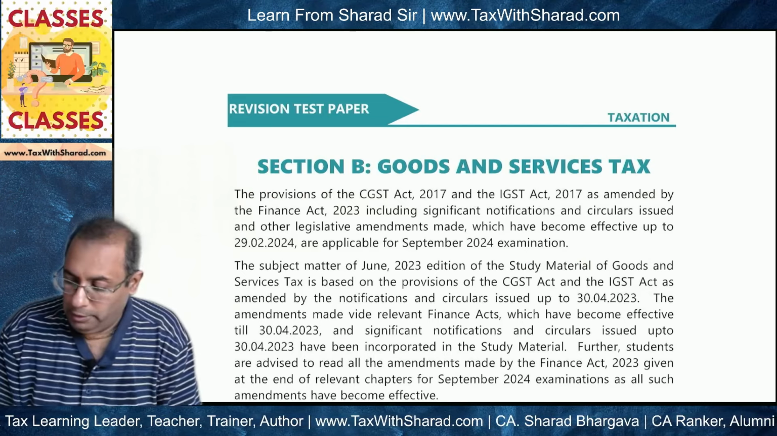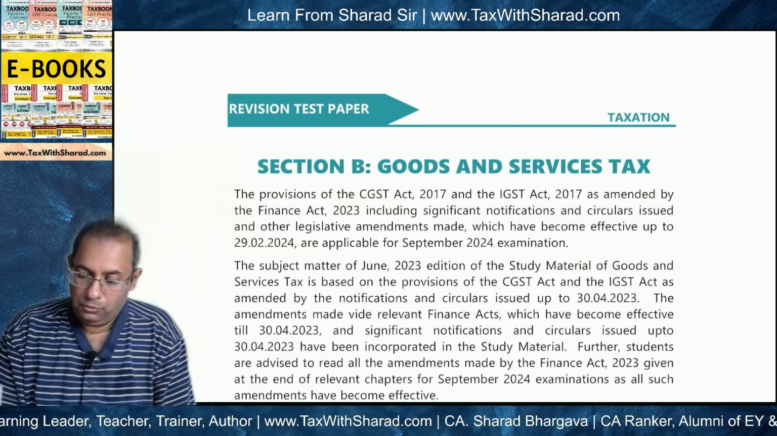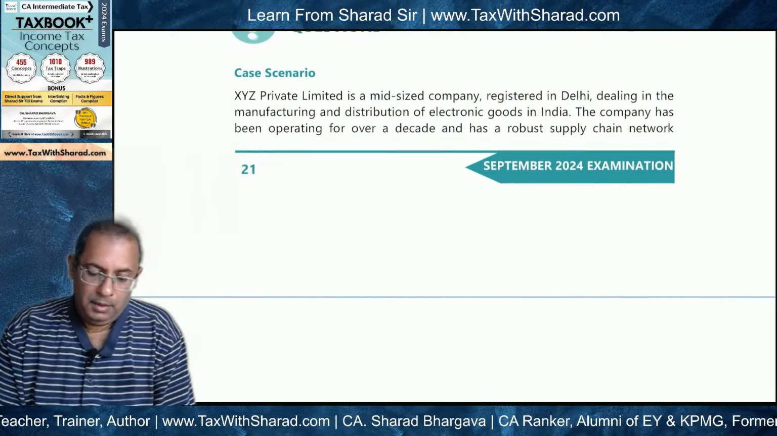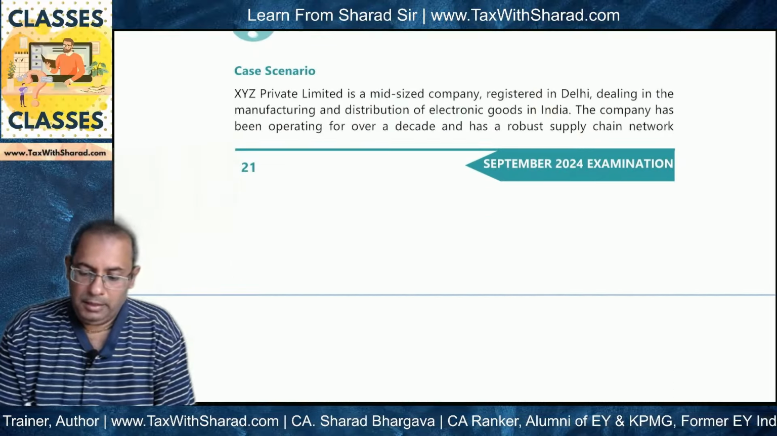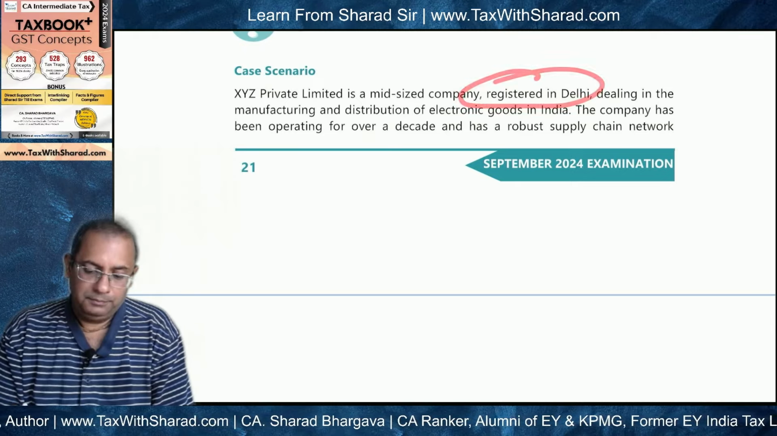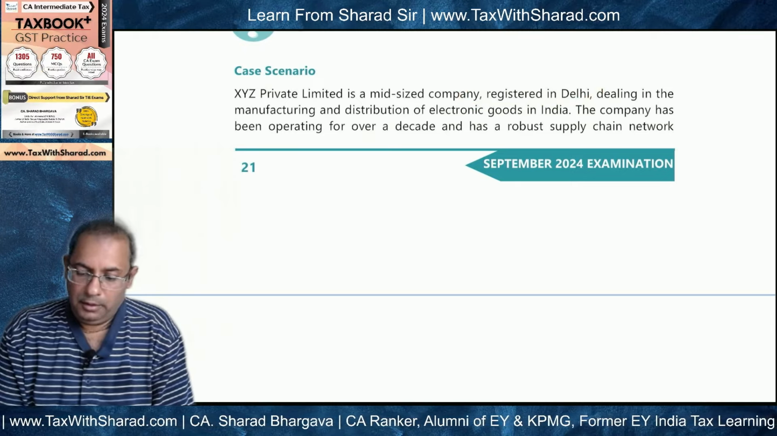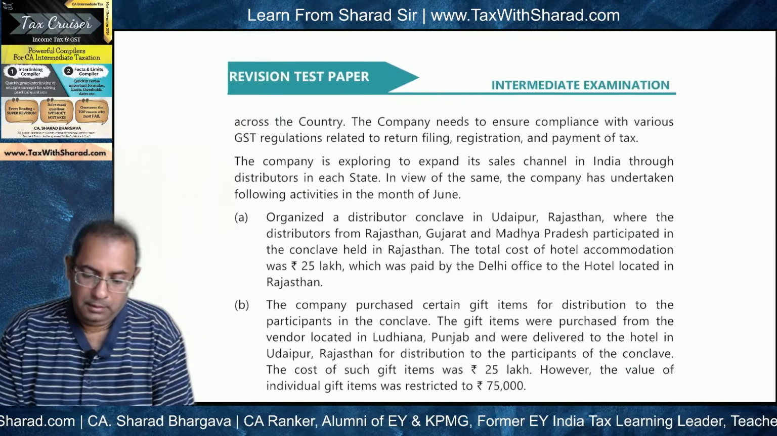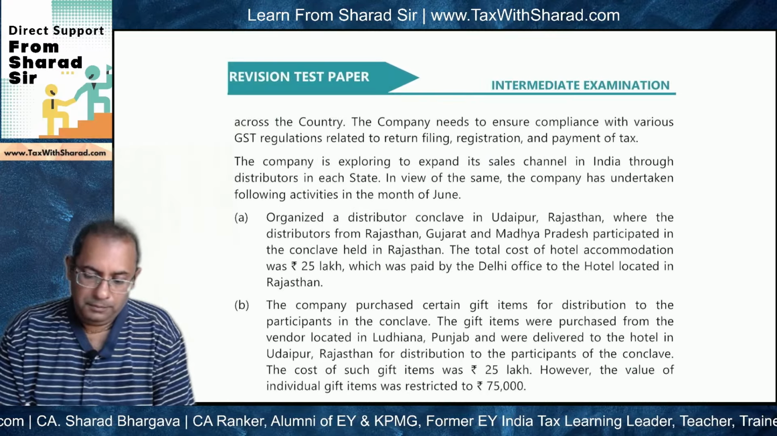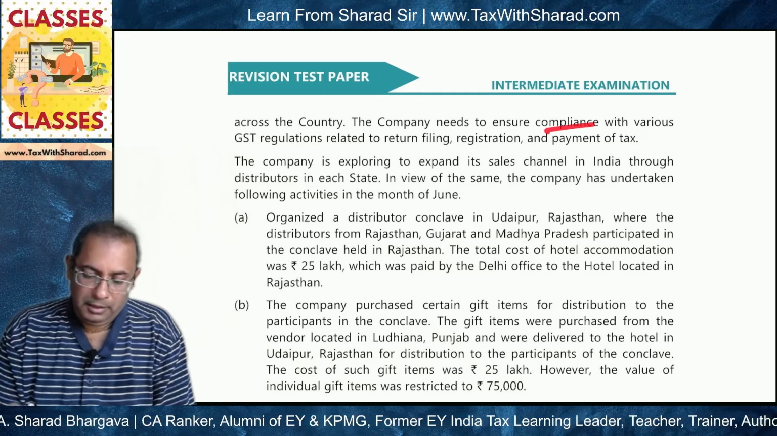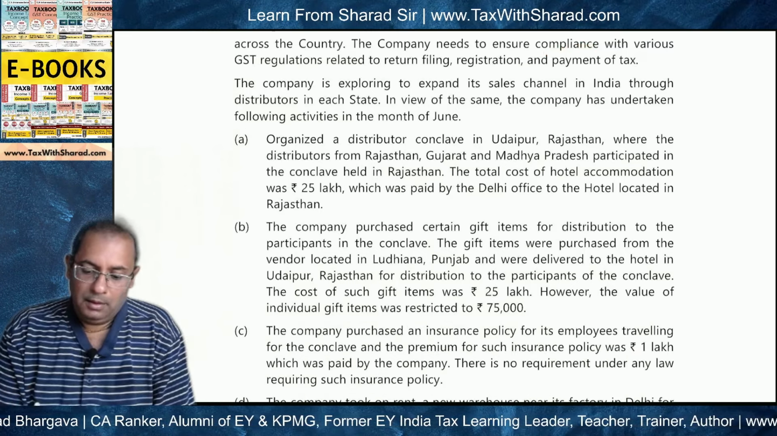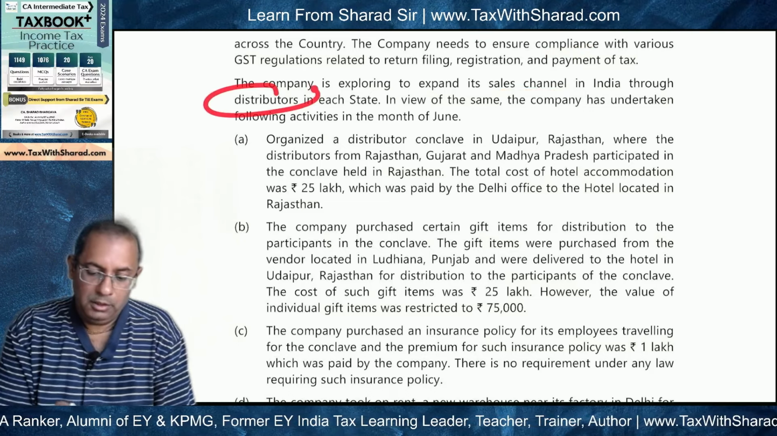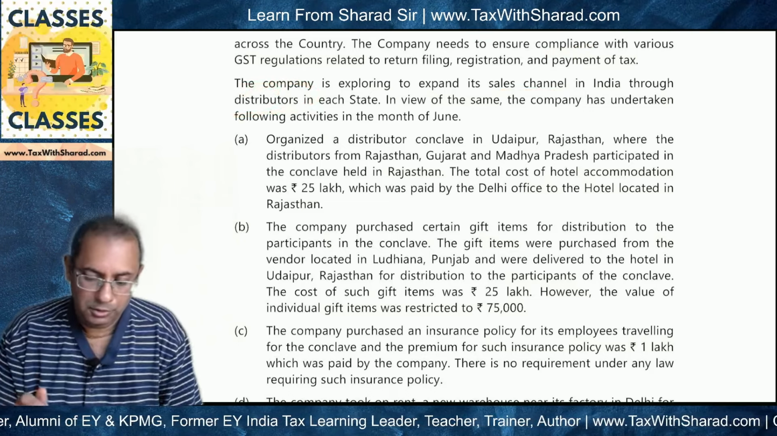Okay, so this brings us to the end of income tax, and now we move to the GST portion and we will look at the case scenario. XYZ Private Limited is a mid-sized company. It is registered in Delhi. Okay, dealing in electronic manufacturing and distribution of electronic goods in India, and the company needs to ensure compliance with various regulations, and it is exploring to expand its sales channel in India through distributors in each state. So in each state it has distributors.